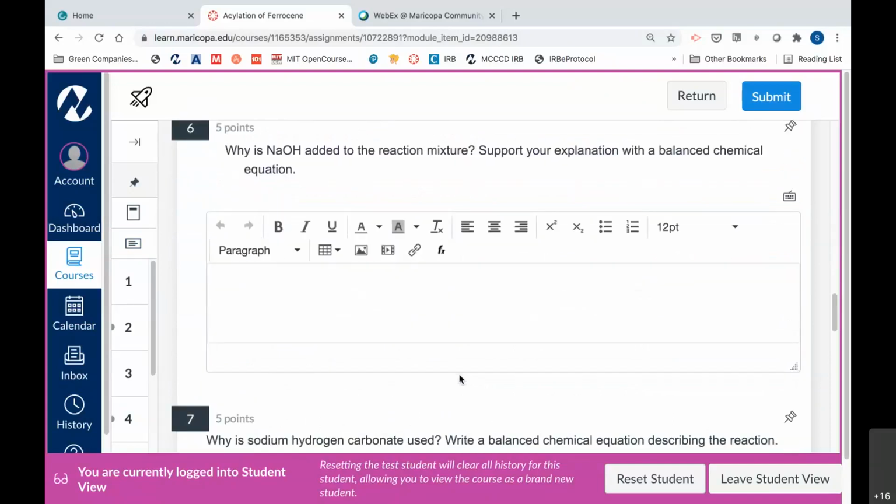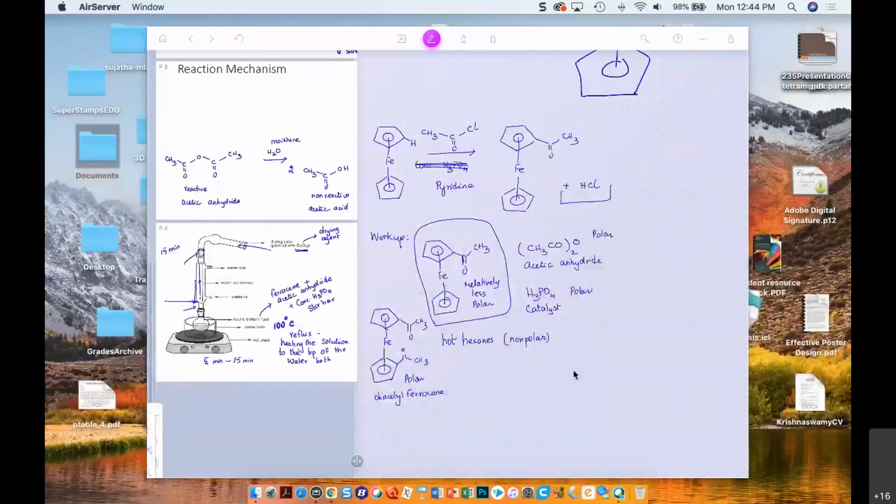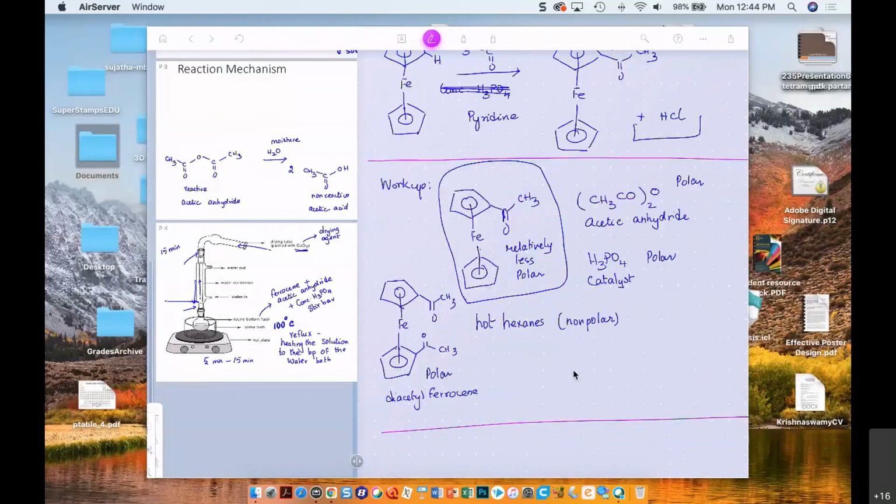So the next question is, why is sodium hydroxide added to the reaction mixture? So during the workup, we do add sodium hydroxide. So let's see why we do that. Now, as I mentioned, you finish the reaction, you have what is called a workup. That's because you have your desired acetylferrocene. Then you have your acetic anhydride. You have your catalyst. You also have your undesired diacetylferrocene. Yes, you're adding hexanes and you're definitely recrystallizing, but you add sodium hydroxide.